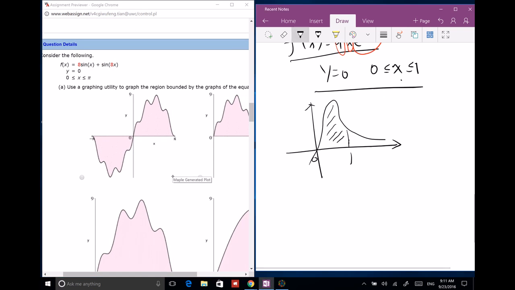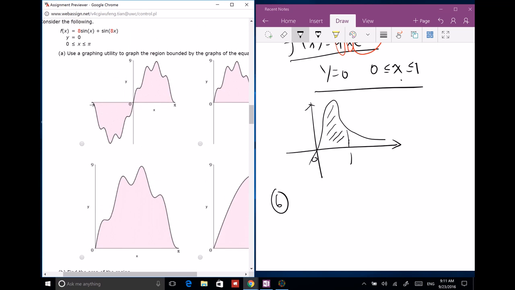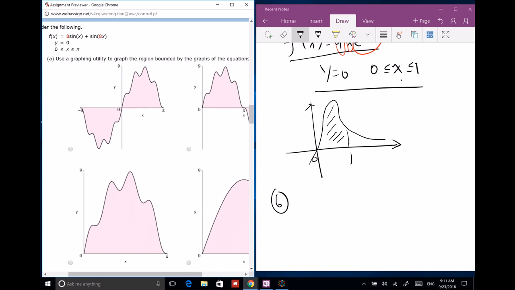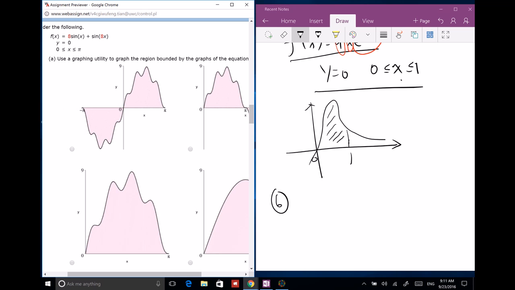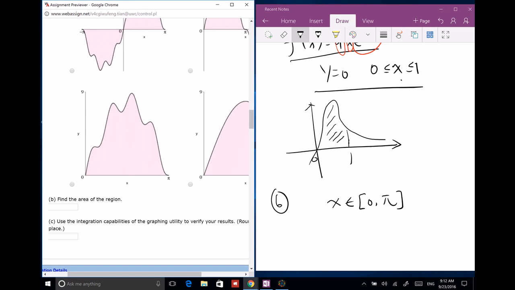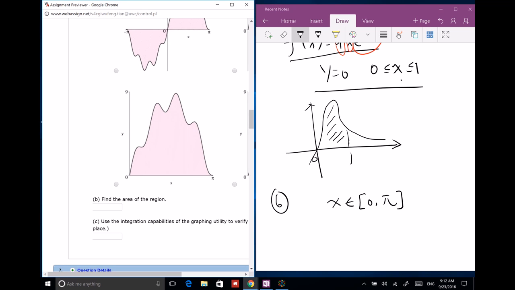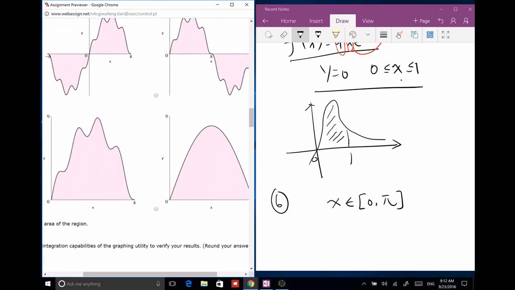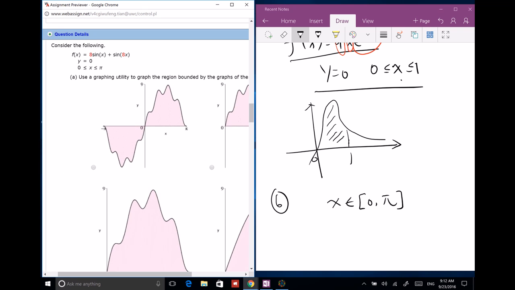Consider the following, number 6. Consider the following function f(x) equals 8 sine x plus sine 8x, and y equals 0, with x from 0 to pi. Then it says find the region. So use the integration calculus graph to verify answers. Round your answer to 1 decimal. So we can tell that f(x) is 8 sine x plus sine 8x, x from 0 to pi.